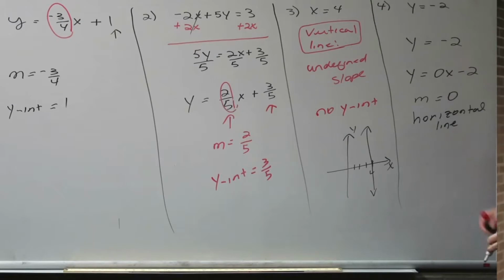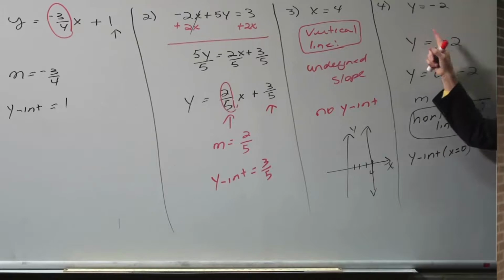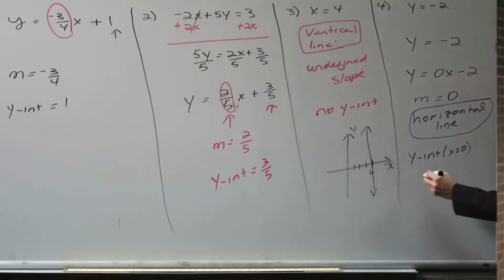Remember we said y equals some number was a horizontal line. Okay? Now, let's talk about the y-intercept. The y-intercept occurs when x is 0. Yes, x can be 0 as long as y is negative 2. And this is a freebie.